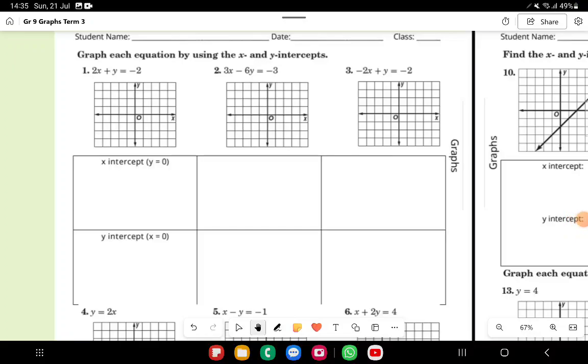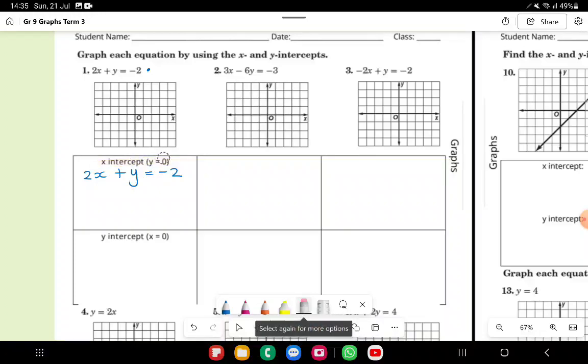Question number 1 says to us, please graph the equation by using the x and the y-intercepts. Whenever we look at the x-intercept, we always write x-intercept, y equals 0. That must show up every single time you calculate an x-intercept. The next thing you're going to do is write down the question, the equation: 2x plus y equals -2.